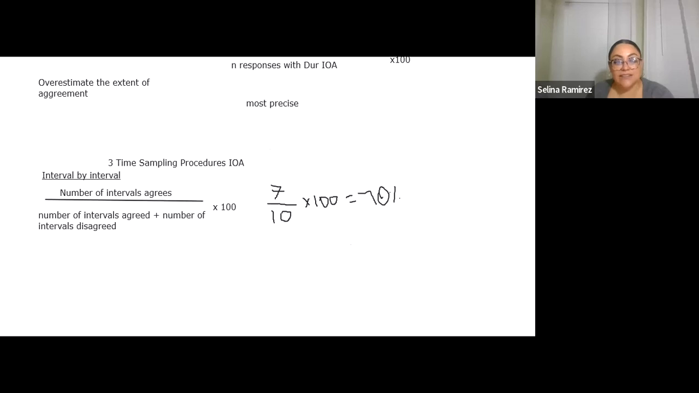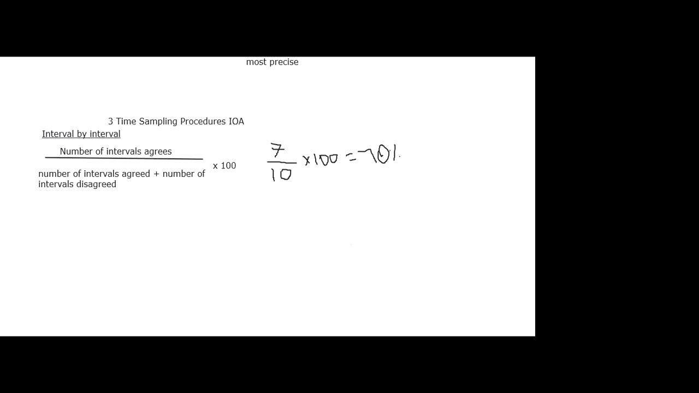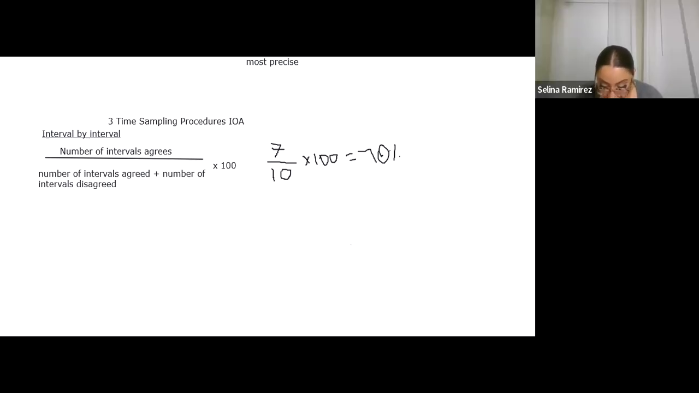Okay, cool. Does that help anybody? I hope that I'm helping and not just repeating what the book is saying. So great. Good. Okay, so now let's talk about scored interval IOA. We're still collecting time samples, but now we're going to talk about scored interval.